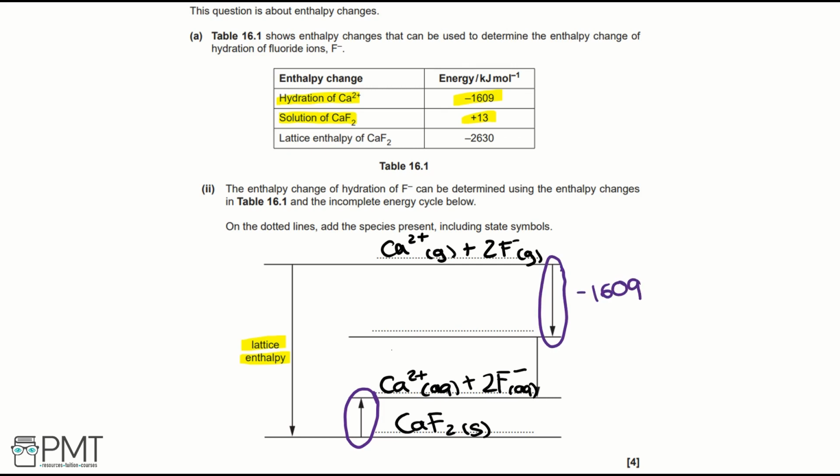And then we can fill in the arrow here, which must represent -1609 and +13. And this arrow is representing the hydration of calcium 2+. So that means rather than having Ca2+ gaseous ions, we're going to have aqueous ions, and plus 2F- gaseous because nothing's happened to the fluoride ions. To get the 4 marks for this question, you must have each dotted line with the correct components or ions and the correct state symbols or compounds.